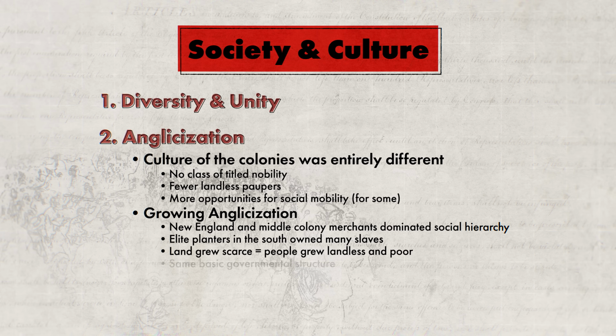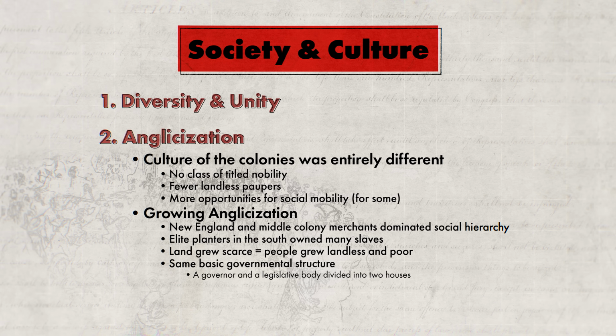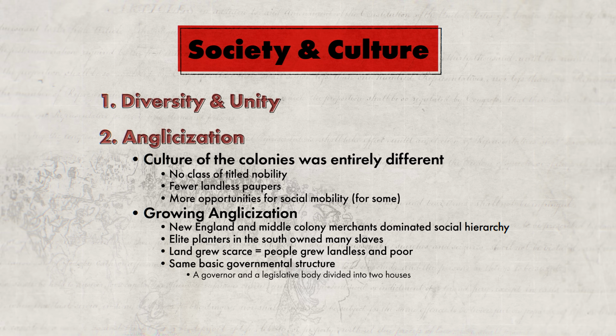Anyway, by the end of this period, all the colonies shared the same basic governmental structure, which included a governor and a legislative body divided into two houses, which was the same structure of government found in England.